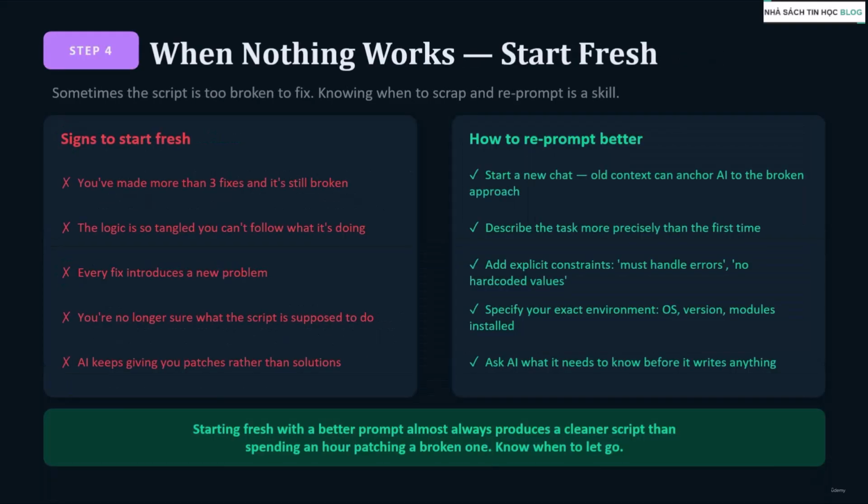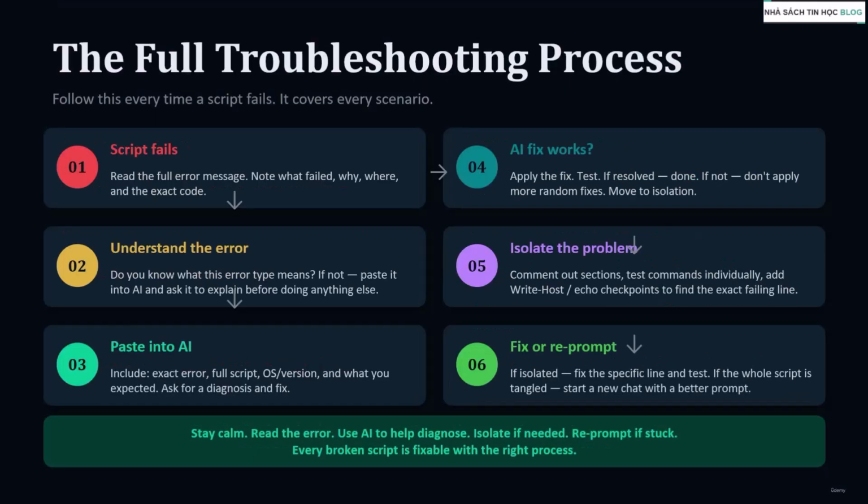Step 4 is one that most people resist, but it's knowing when to stop debugging and start over. If you've made more than 3 fixes and it's still broken, the logic can be so tangled that you can't follow what it's doing anymore. And every fix that you do is introducing new problems. You're no longer sure what the script is actually supposed to do, and AI just keeps giving you patches on top of patches rather than a clean solution. So in those cases, it might be worth just going and re-prompting from scratch. A well-written script can take 2 minutes, whereas chasing a broken script can take hours. So you've got to know when to let go.